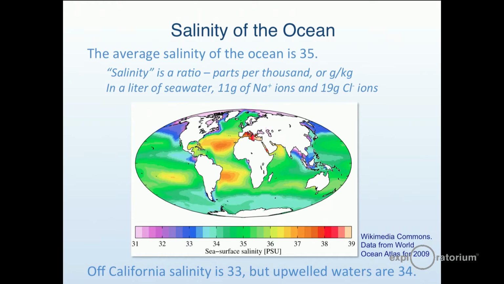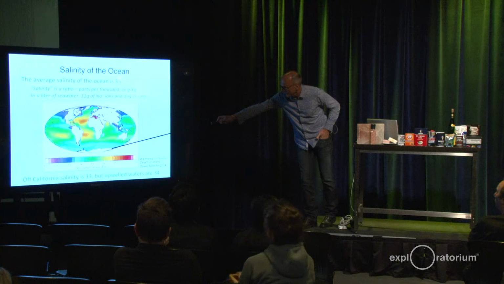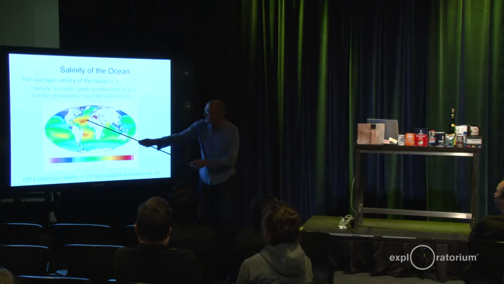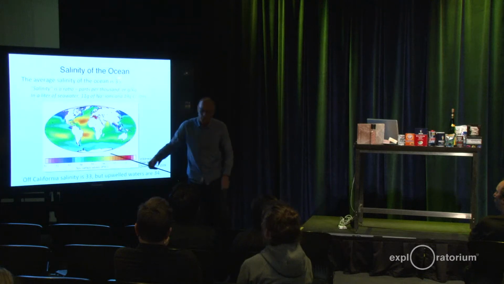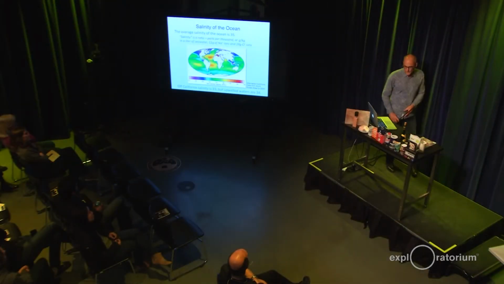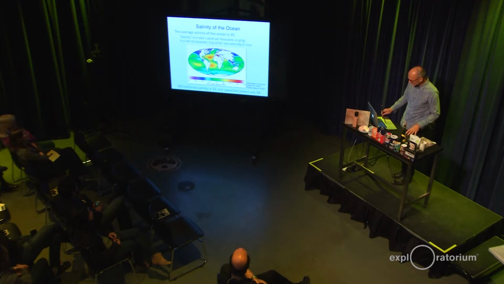So on average it's 35, but off California it's about 33 out in the Pacific Ocean. So you can look at the colors. The green in the Pacific is maybe 35, but as you get closer to California, the water we're getting off San Francisco here is more like 33, and then that which upwells, the really cold water, is 34. So these are tiny changes by any measure, but they're really important in the ocean.